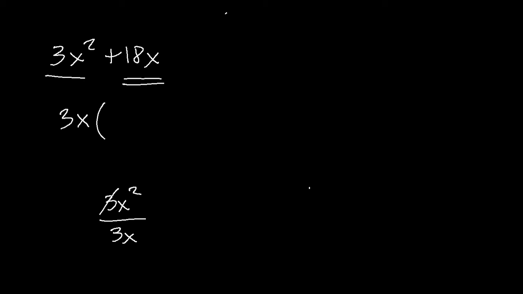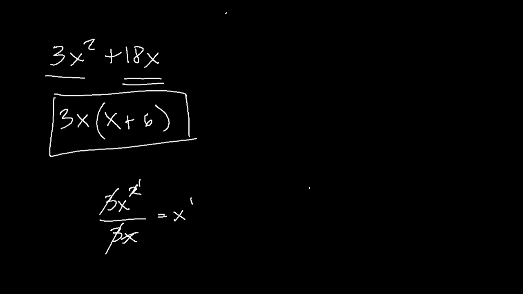So 3 cancels out, and x squared divided by x is just x, because this x cancels out one of the x's here, so we're left with x raised to the power of 1, or simply x, plus 18x divided by 3x, which should be 6. That will be the answer for this expression.